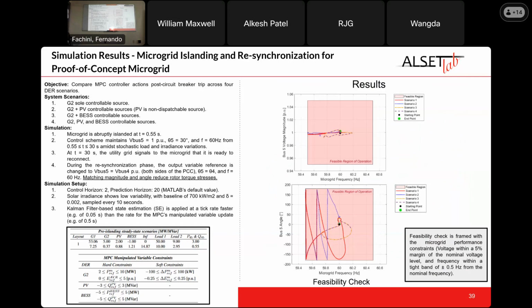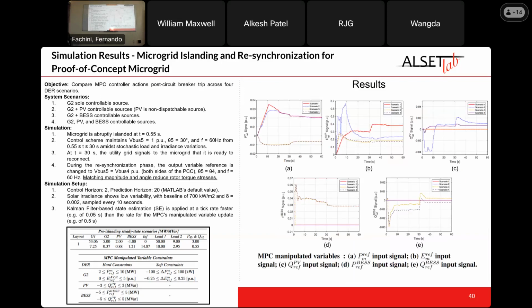So the first 2 plots that I'm displaying here are actually to check the feasibility of the solution. What I've done here is track the variables and place them within the frame of the performance constraints, where voltage has a 5% margin and the frequency has to be plus or minus 0.5 hertz from the nominal. And what we can see is that for all 4 scenarios, all of the states that I'm measuring are within the feasible region of operation. So this means that the MPC is controlling the variables and they never went outside of the values of the constraints.